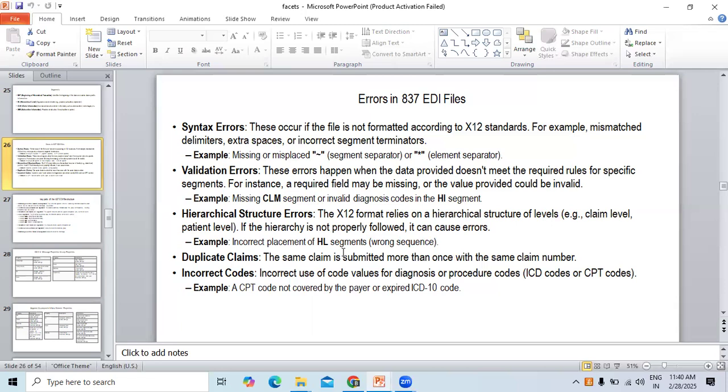For example, there is a procedure code for X-ray, say code number 123, just a rough figure. It was mentioned as 132. Automatically it's called an incorrect code, because for X-ray the code number that should be mentioned is wrongly mentioned. This is called incorrect codes. Understood? Clear? So these are the different errors.